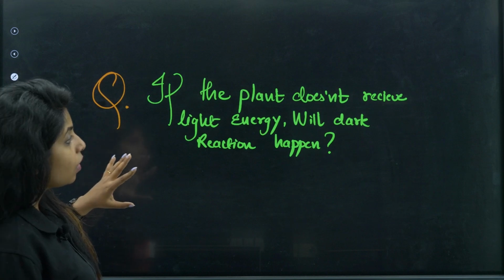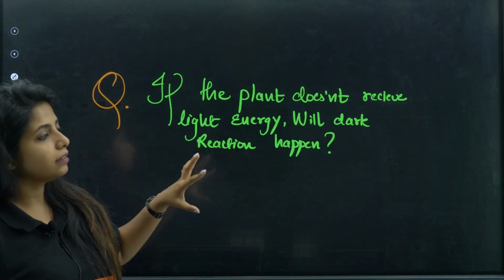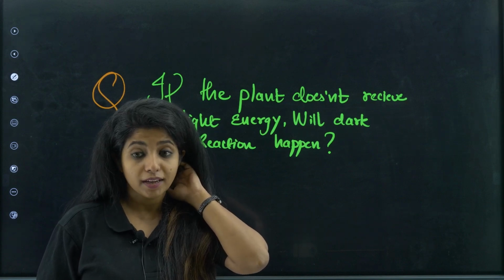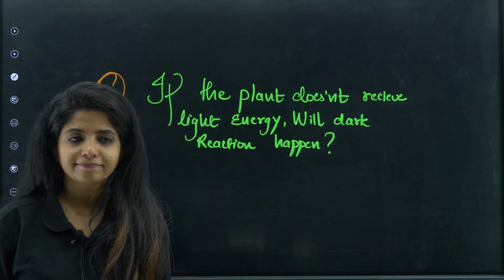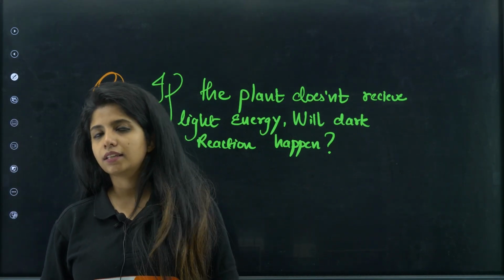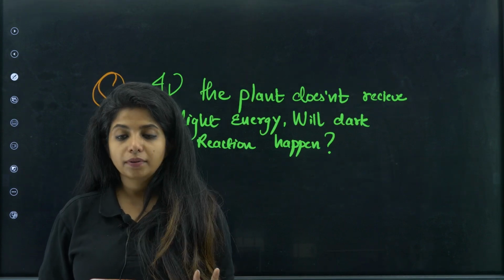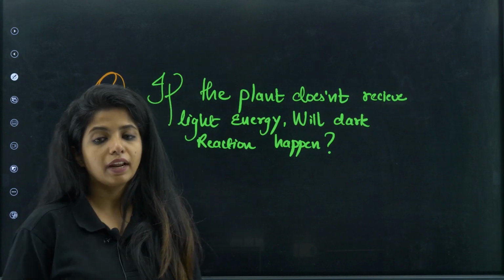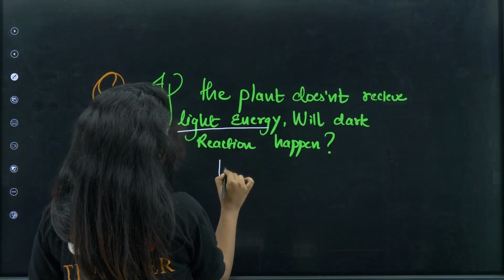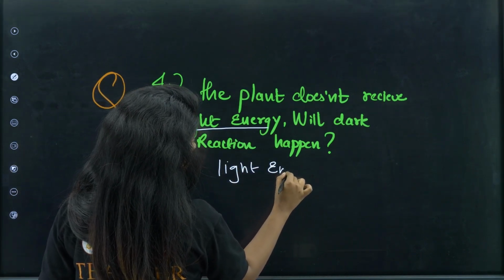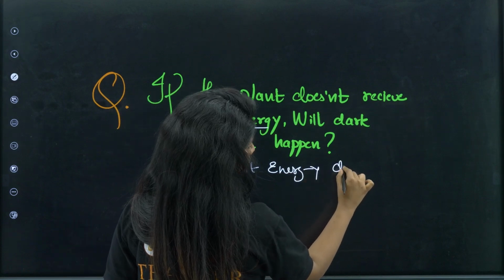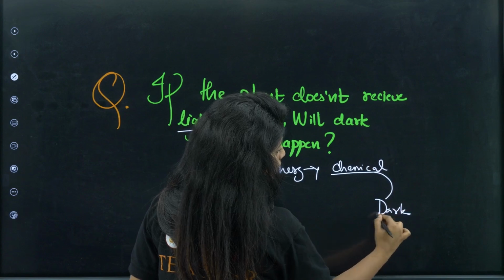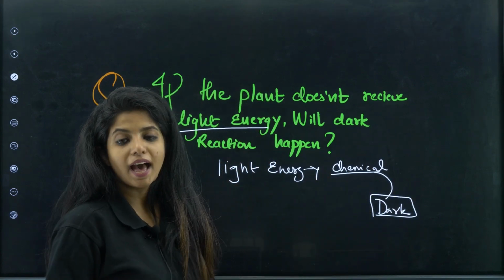if the plant does not receive light energy, will dark reaction happen, my dear children? Do you think dark reaction can happen if the plant does not receive light energy? Think. Dark reaction. Can it happen if the plant does not get light energy? No, children. It won't happen if light energy is not being received. So light energy has to be converted to chemical energy. This chemical energy is the one that drives the dark reaction. So obviously it has to happen.